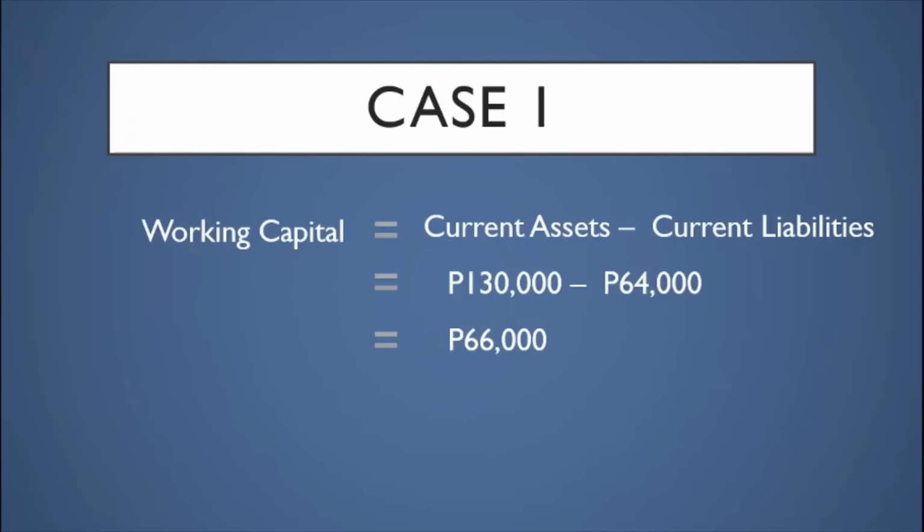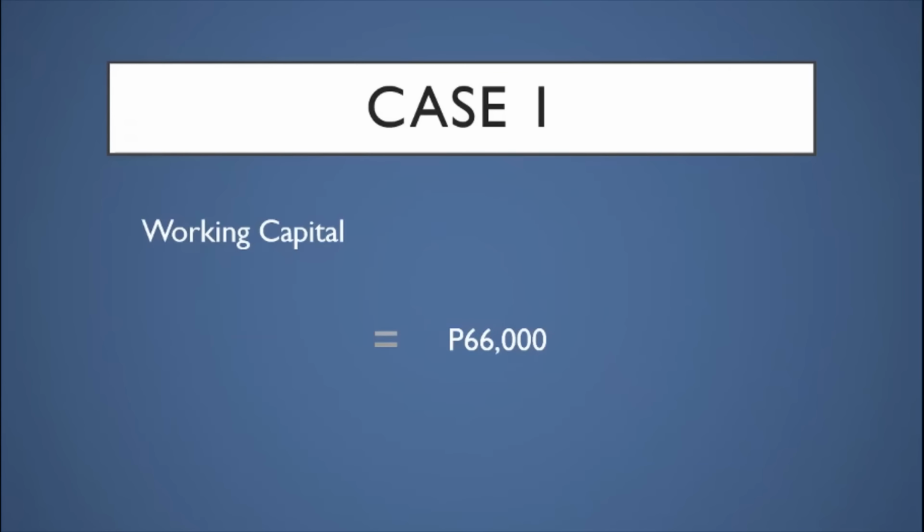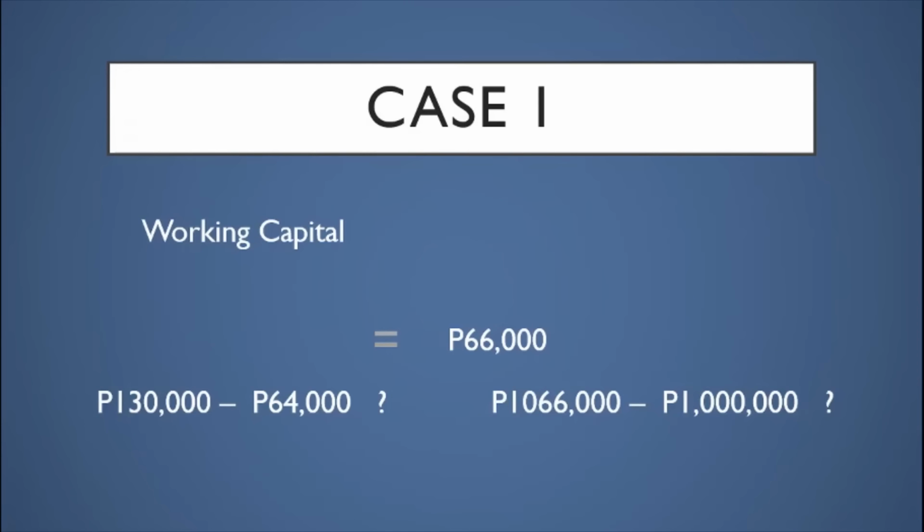Well, if you're going to look at the working capital amount alone, that is 66,000 pesos, you cannot really deduce what the liquidity of the company looks like. Remember that 66,000 is the difference between 130,000 and 64,000. But it can also mean the difference between 1,066,000 and 1 million pesos. In the former, 66,000 may be a material amount, but in the latter, it looks insignificant. This is the reason why we may want to resort to the current ratio. Expressing them in ratios would give us a clearer picture.